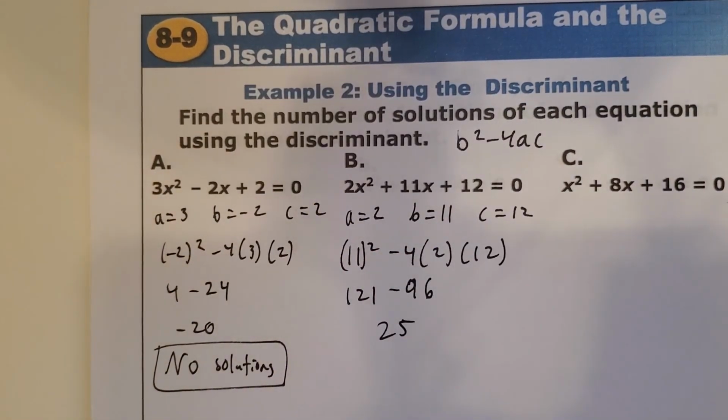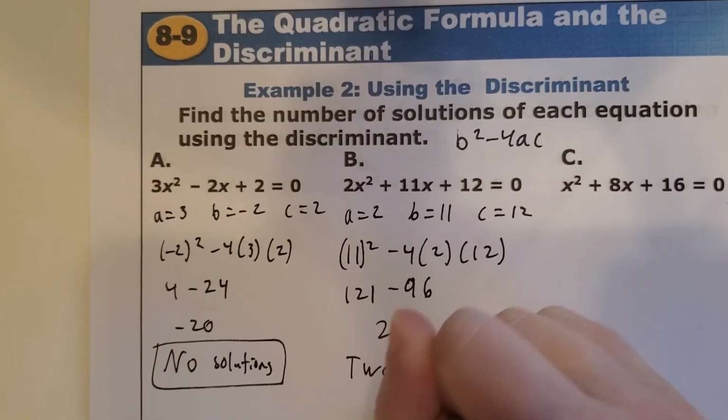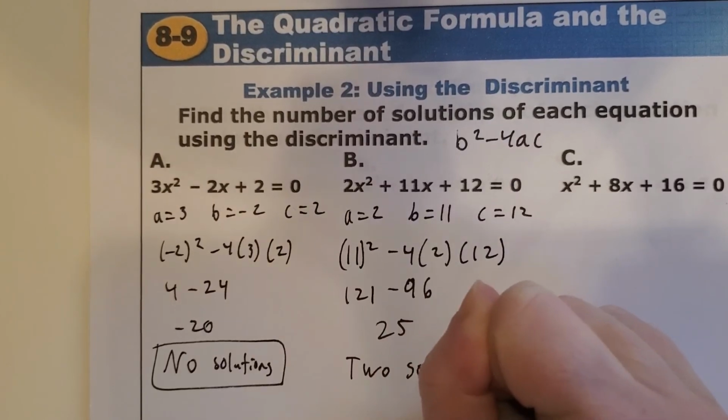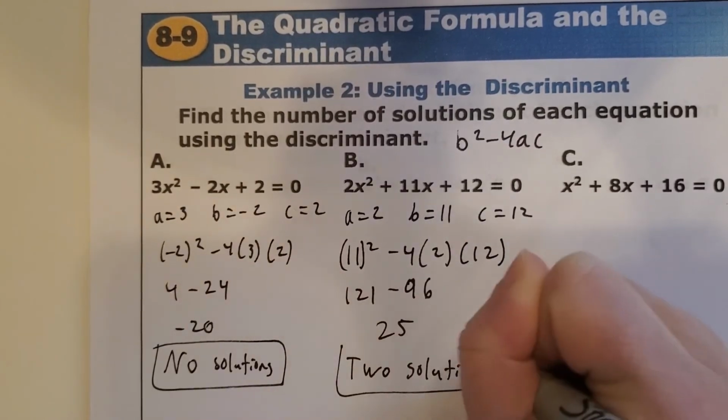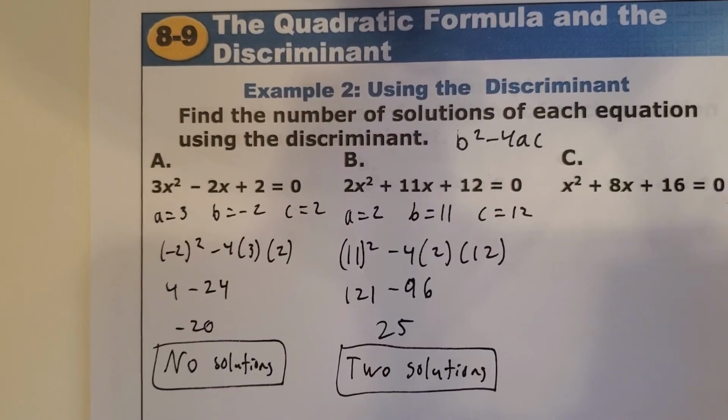And again, the number itself doesn't matter. What matters is the fact that we got positive 25. So that means there are two real solutions, or two solutions.